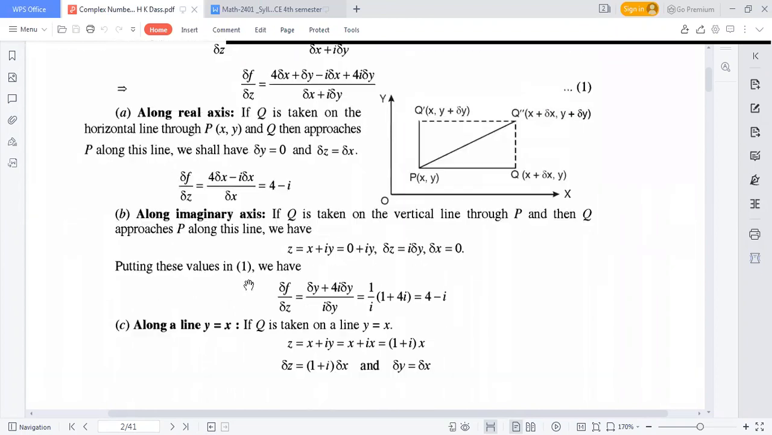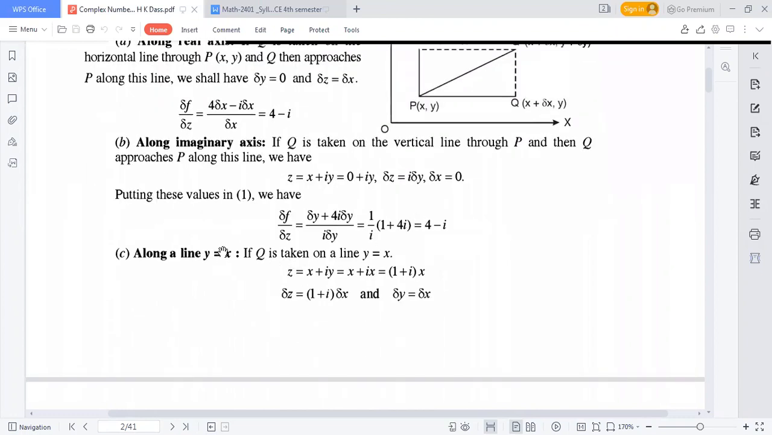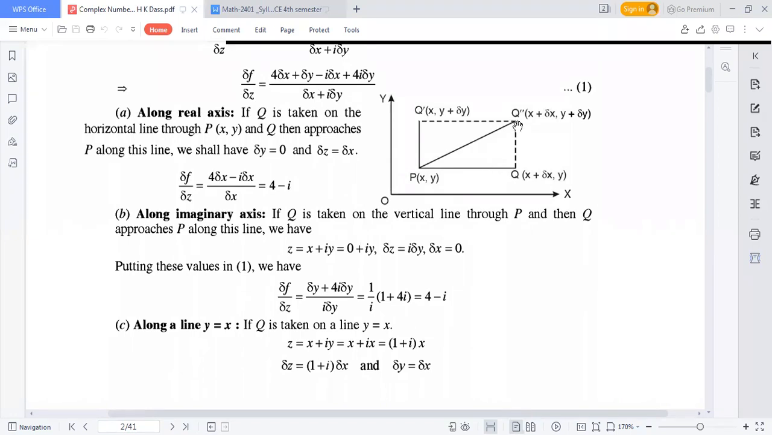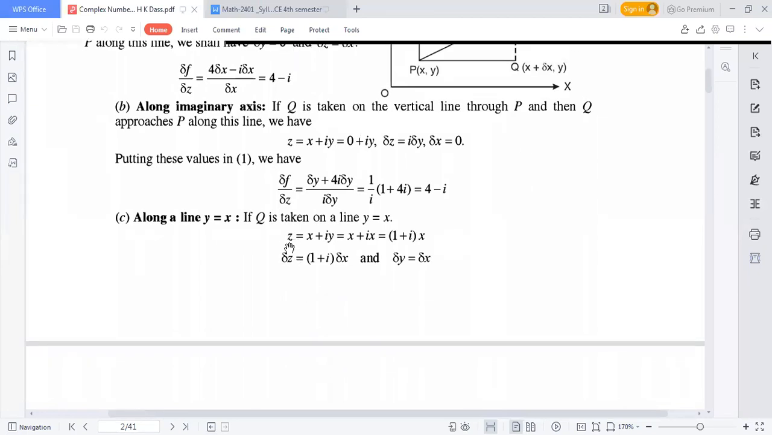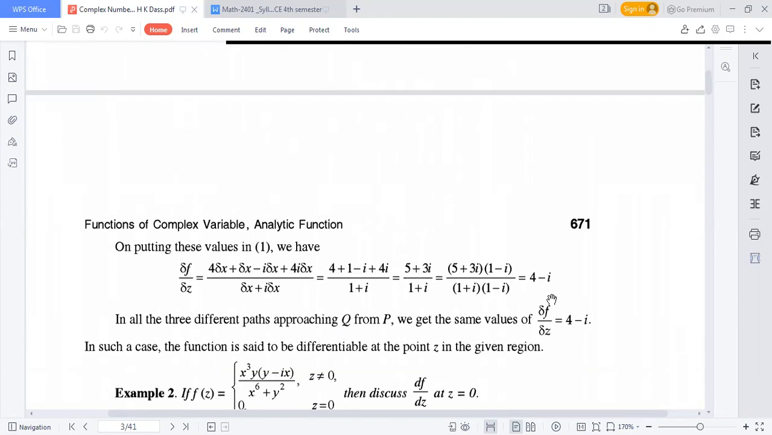But along y equals x, that means the straight line which passes through the origin. Okay, this is y equals x. If we take y equals x, then Q can be taken as x plus del x and y plus del y. So in this case, z equals x plus iy, with y equal to x, so 1 plus i. And del z will be 1 plus i del x. But del y equals del x. Just putting in equation 1, we get actually the same result.